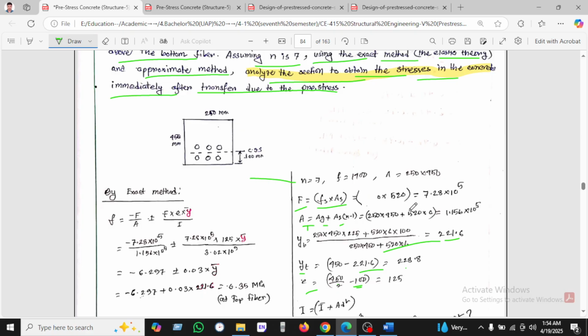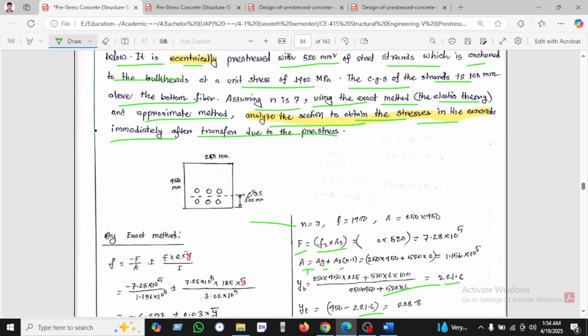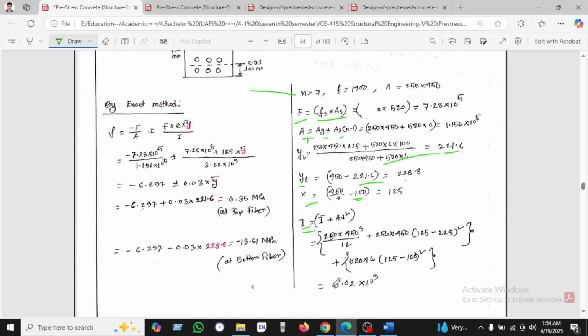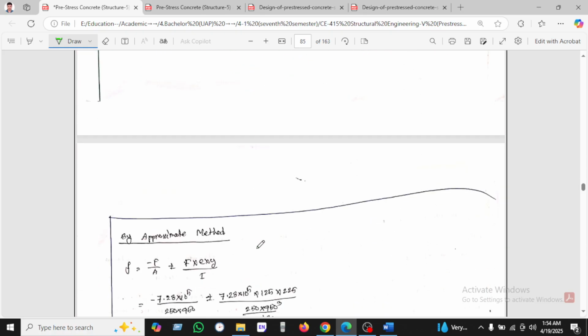How will we calculate the 100? It is given in the CGS of the steel. Between two steel, the moment of inertia is found at this value, and after putting all these values here, the problem is finding the Y bar. After that, the top fiber is 0.3, which is close to 0, and the bottom fiber is minus 30.61.